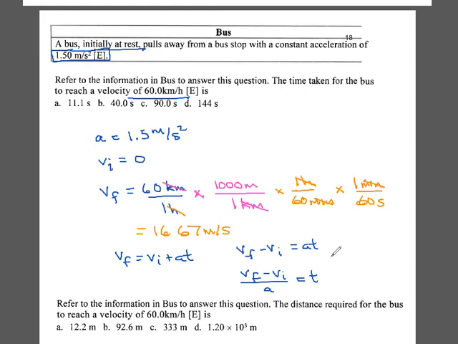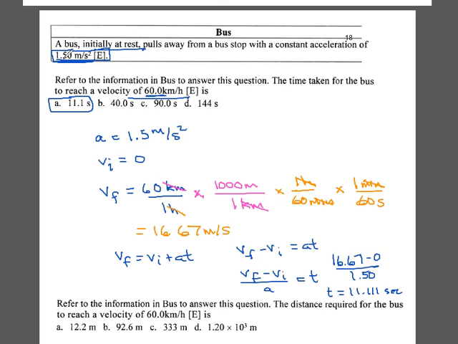So final velocity 16.67, initial was 0, acceleration is 1.5, and if we do that, we get 11.11111 seconds. Now, this acceleration had 3 significant digits, this had 3 significant digits, so our answer should have 3 significant digits. That means 11.1 is what we should be saying.